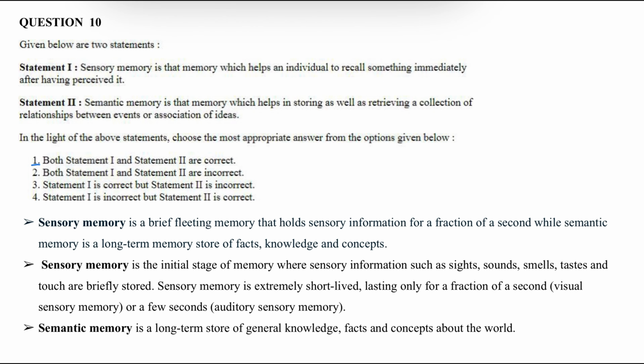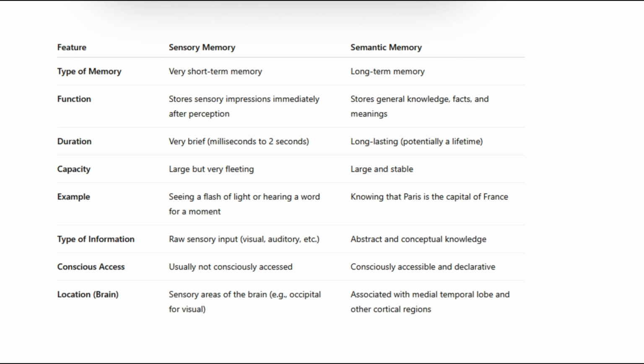So this question is related to sensory memory and semantic memory. So let us see the differences between sensory memory and semantic memory. Sensory memory is a very short term type of memory. Semantic is long term memory. Sensory memory holds impressions immediately after perception. Semantic memory stores general knowledge, facts, and meanings. Sensory memory is very brief. Semantic is long lasting.